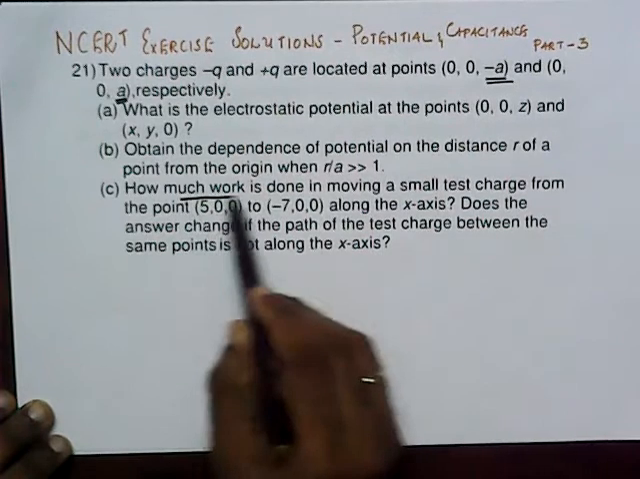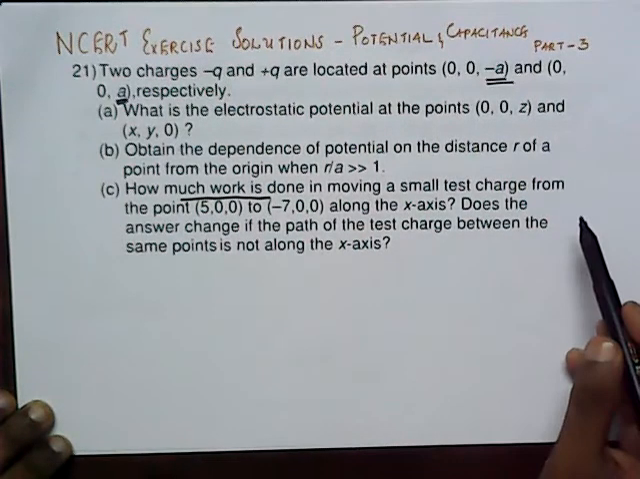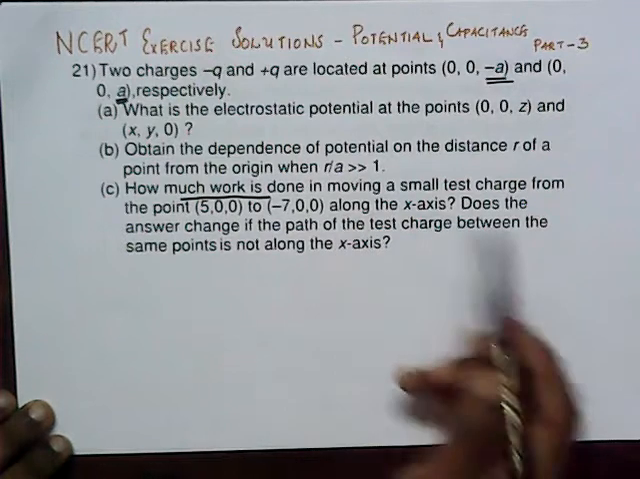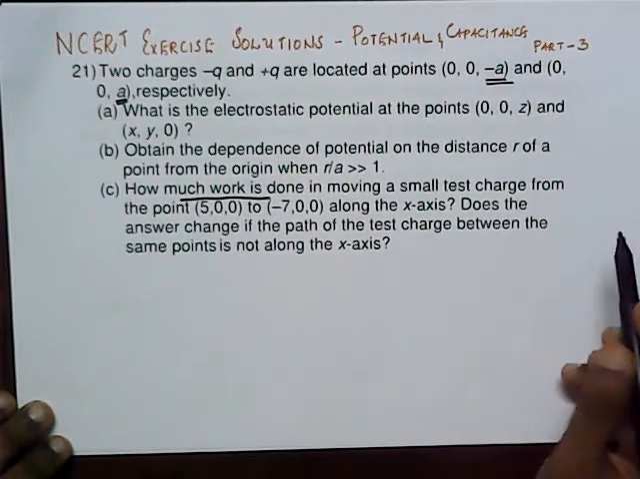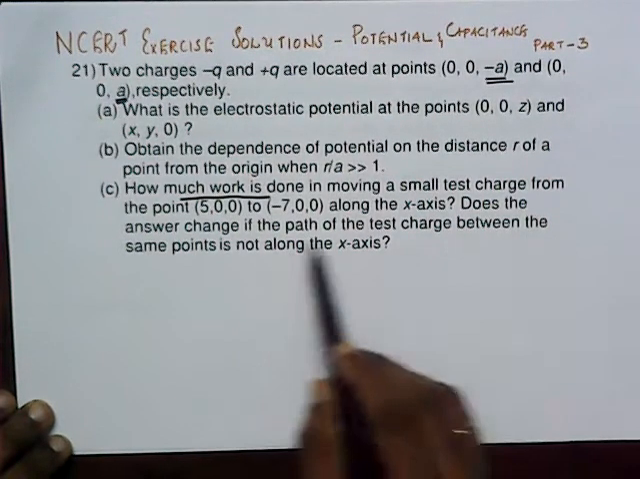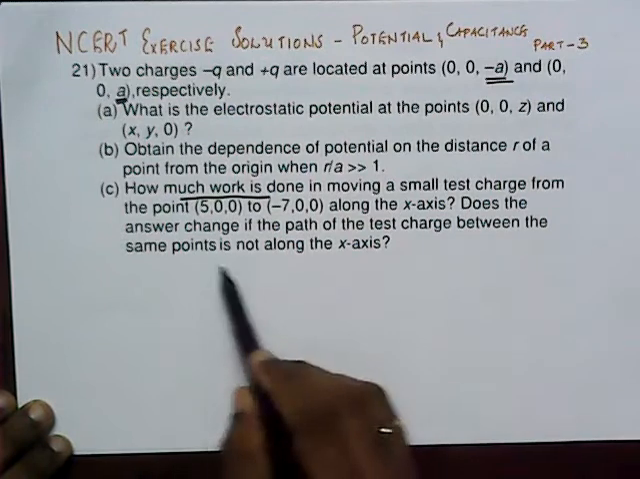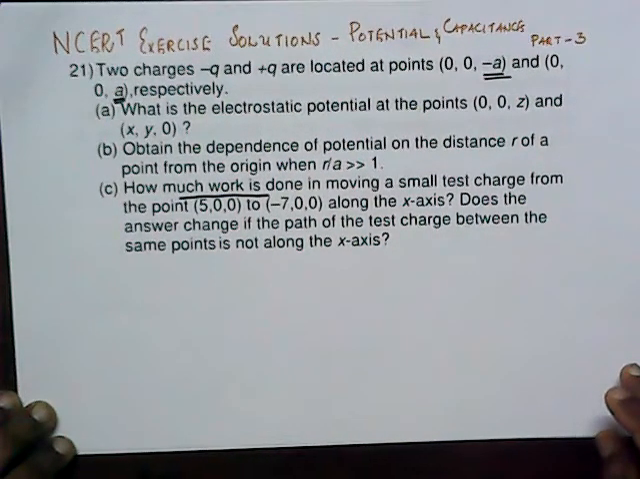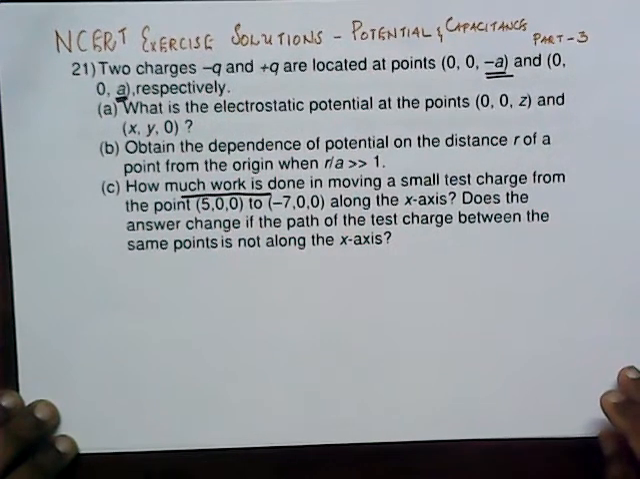Then we have to find what is the work done in moving a small test charge from the point 5 to minus 7 along the x-axis. Does the answer change if the path of the test charge between the same points is not along the x-axis? So we can go through the first question. At first we can draw the figure.